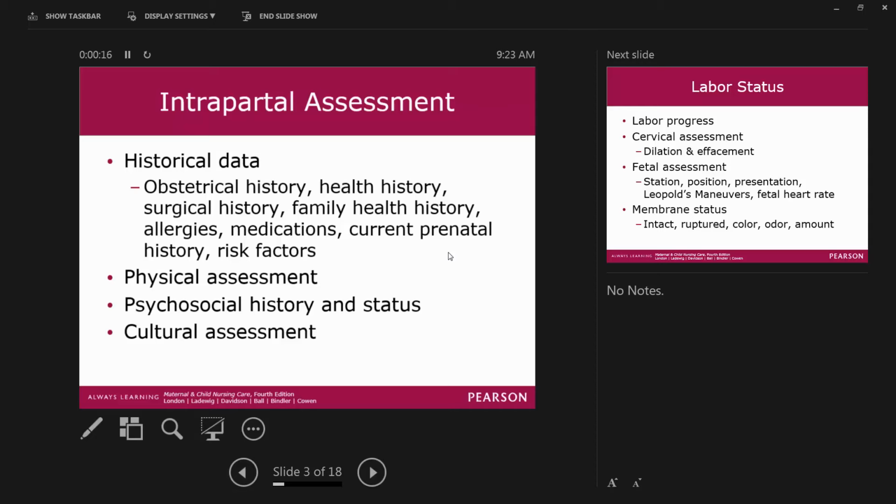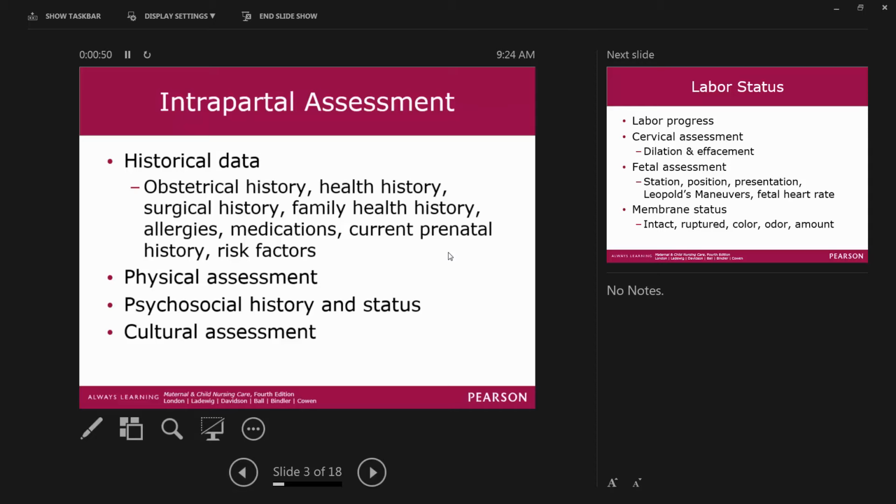Okay, so our woman has presented to labor and delivery, and she indeed is in labor, okay? She's in true labor. So we do an admitting history. We cover her obstetrical history, current and previous ones, health history, surgical history, family history, allergies, medications, everything you would do on anybody who's admitted anywhere in the hospital, okay? We do our head-to-toe assessment on this woman, okay? We do a psychosocial history and status and cultural assessment, okay?